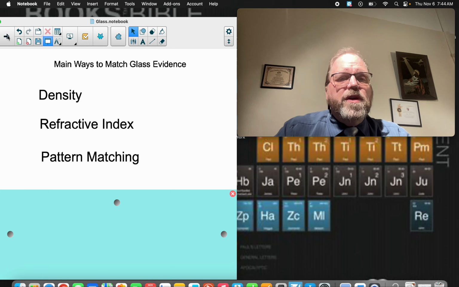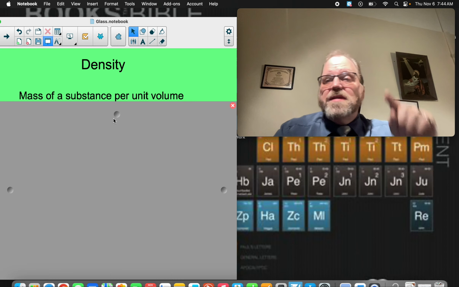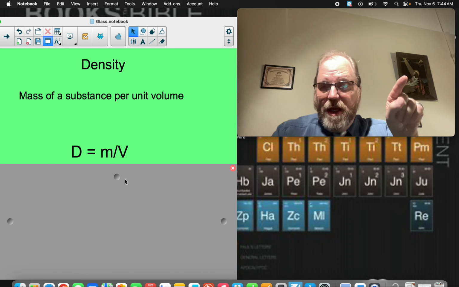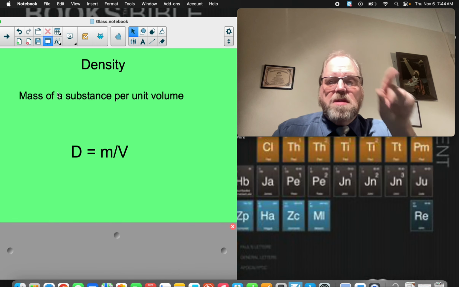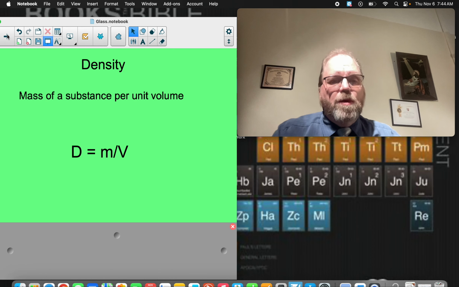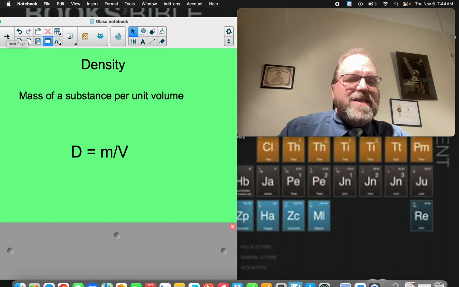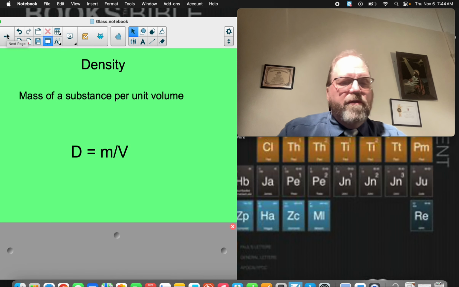Now, density is defined as the mass of a substance per unit volume. We have an equation for that. Capital D is equal to small m, mass, divided by capital V, volume. So D is equal to M over V.